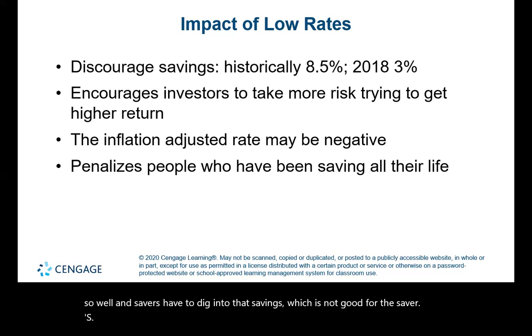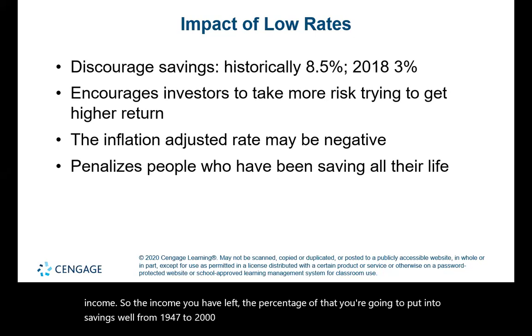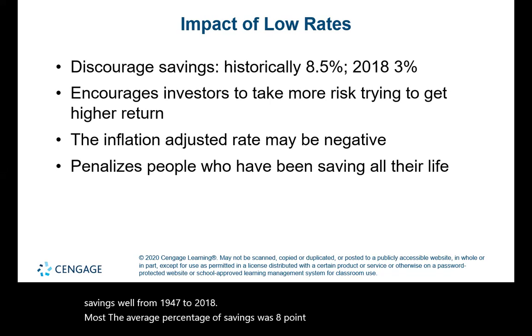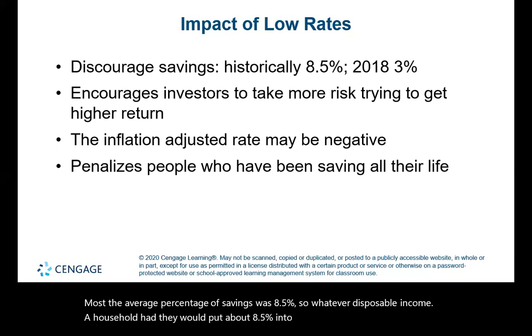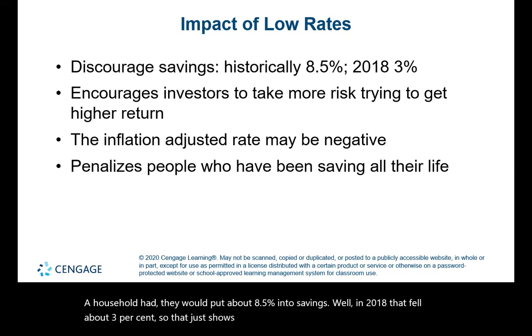So one statistic I wanted to share is the percentage of savings from disposable income. So the income you have left, the percentage of that you're going to put into savings. Well, from 1947 to 2018, the average percentage of savings was 8.5%. So whatever disposable income a household had, they would put about 8.5% into savings. Well, in 2018, that fell to about 3%. So that just shows you how people are not putting as much of their income into savings.